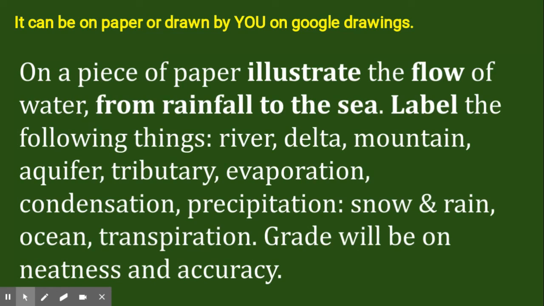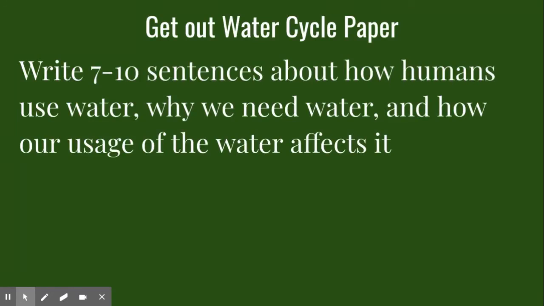So like I drew on the board, you're going to draw your own version of the water cycle, and you're going to include some of these terms that we just went over. Okay? And then with that, you're going to write about how humans use water, why do we need water, and how our usage of water can affect us and affect how the water is itself.